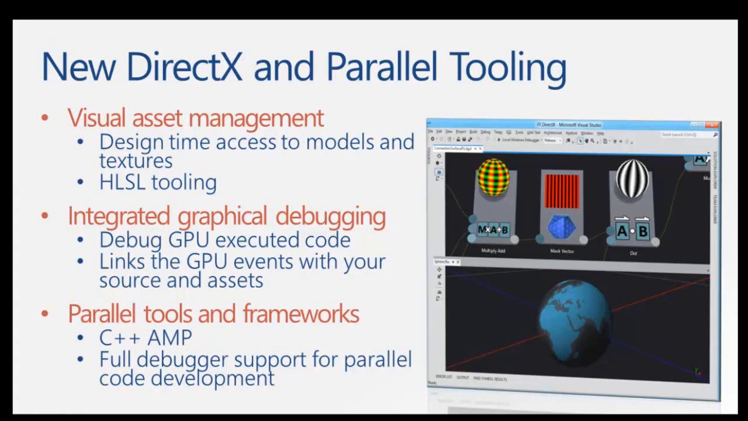To work with high-level shader language, for example, you've often relied on a different UI or a disconnected experience. So one thing we've done in Visual Studio is really focus on bringing those experiences into the UI, giving you integrated graphics tools and integrated graphical debugging tools. You can debug, for example, graphics processor unit or GPU executed code just like you would debug local processor code, even linking the GPU events with your source and assets to make sure you can see why something happened and what it was doing.